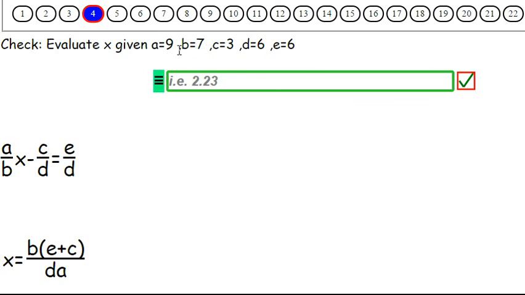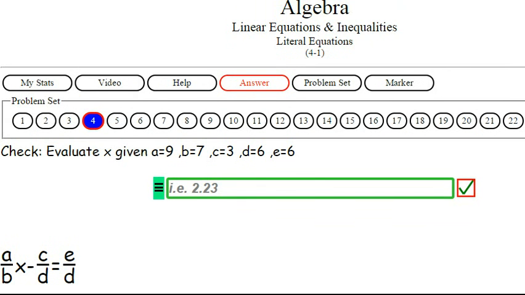Go ahead now, plug your numbers in. Get your number, plug it in, and check it out. See what you got. See what happens. And notice you just type in the number here. Don't type in x is equal to. Just type in the number. All right. I'll let you do that.